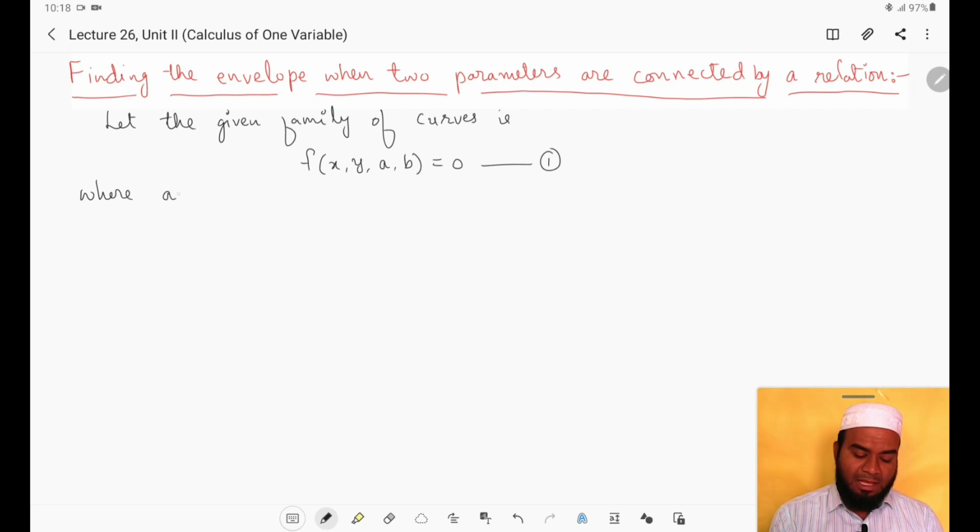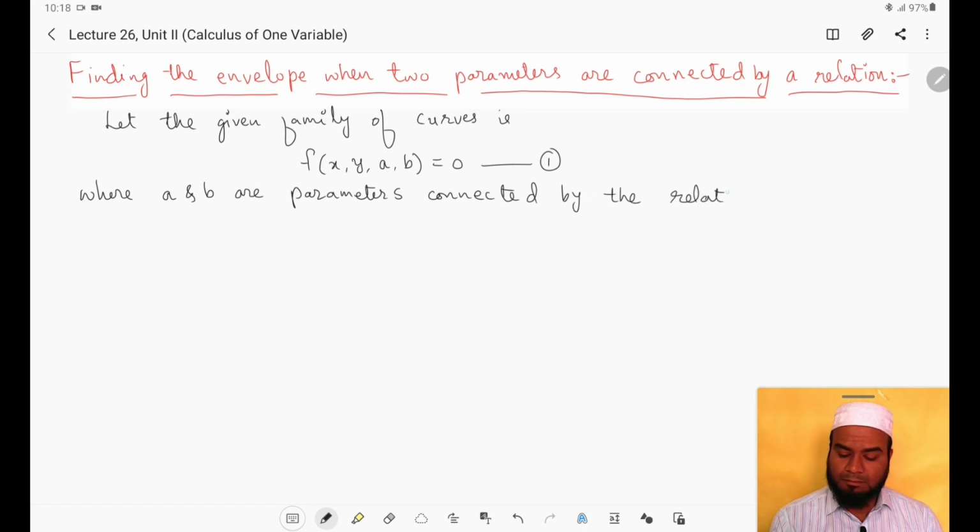where a and b are parameters connected by the relation phi of a comma b equals to 0. Now consider this as equation 2. So this is the given family of curves.